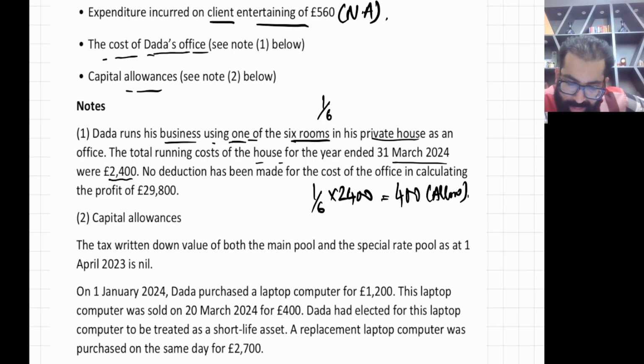And as they are saying that no deduction has been made, that means the accountant has not done anything. So this is the first time you are going to deduct it. As this 400 is an allowed expense, you need to deduct it one time. So what we'll be doing with this 400, we need to subtract this 400 from our trading income.